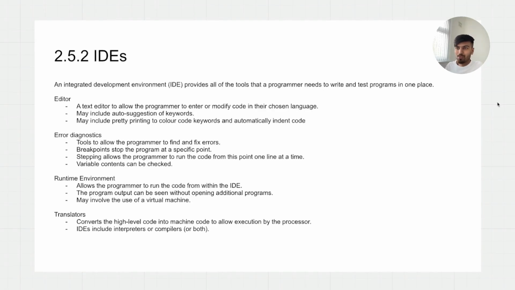And the last final topic is IDEs. What's an IDE? It basically provides a platform or a tool that programmers need to write and test programs in one place. There are 4 features. One, it provides an editor, which allows auto suggestion, modifying the code in the chosen language, and pretty printing, like some words being in a different color. All of those things are what it does.